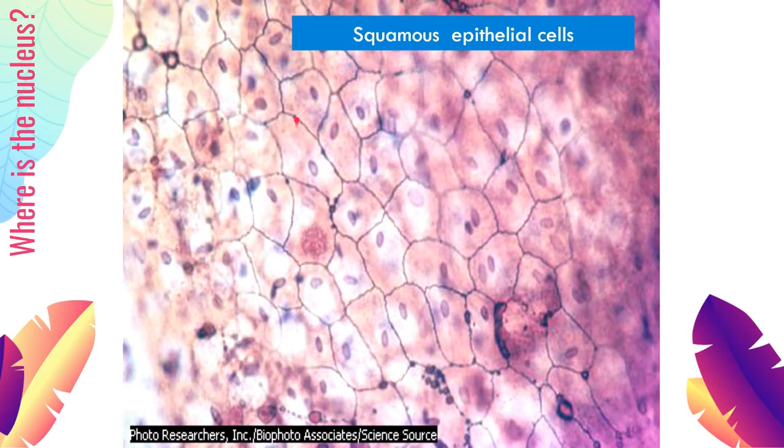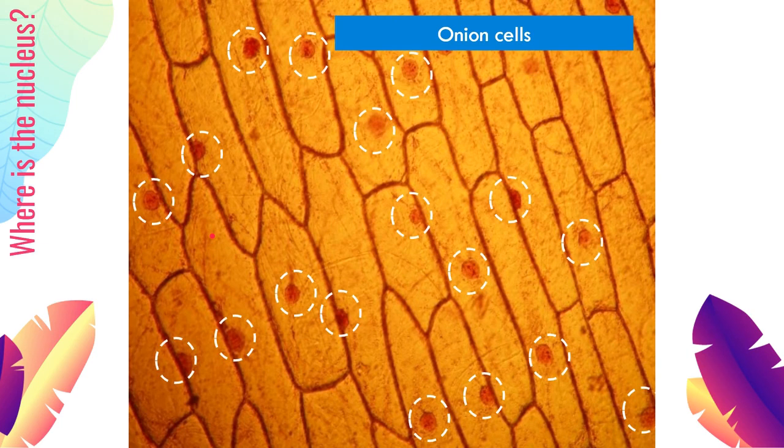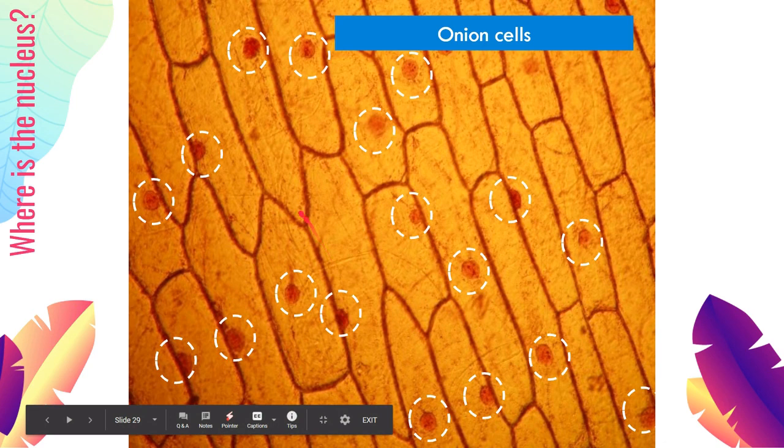So each of this is a squamous epithelial cell, and each densely stained organelle is your nucleus. There. Onion cells, those are the nuclei found. So each plant cell, each onion cell has a nucleus inside.